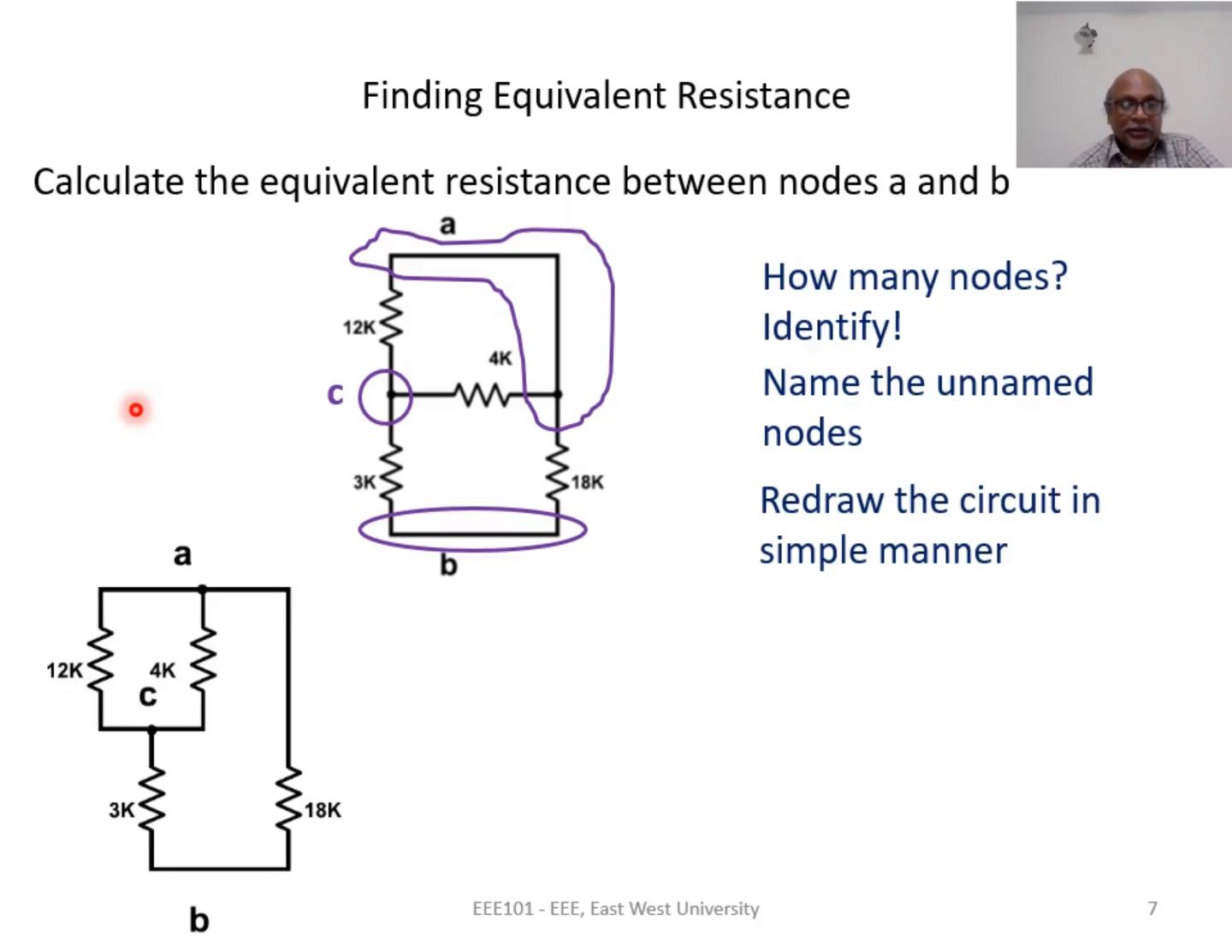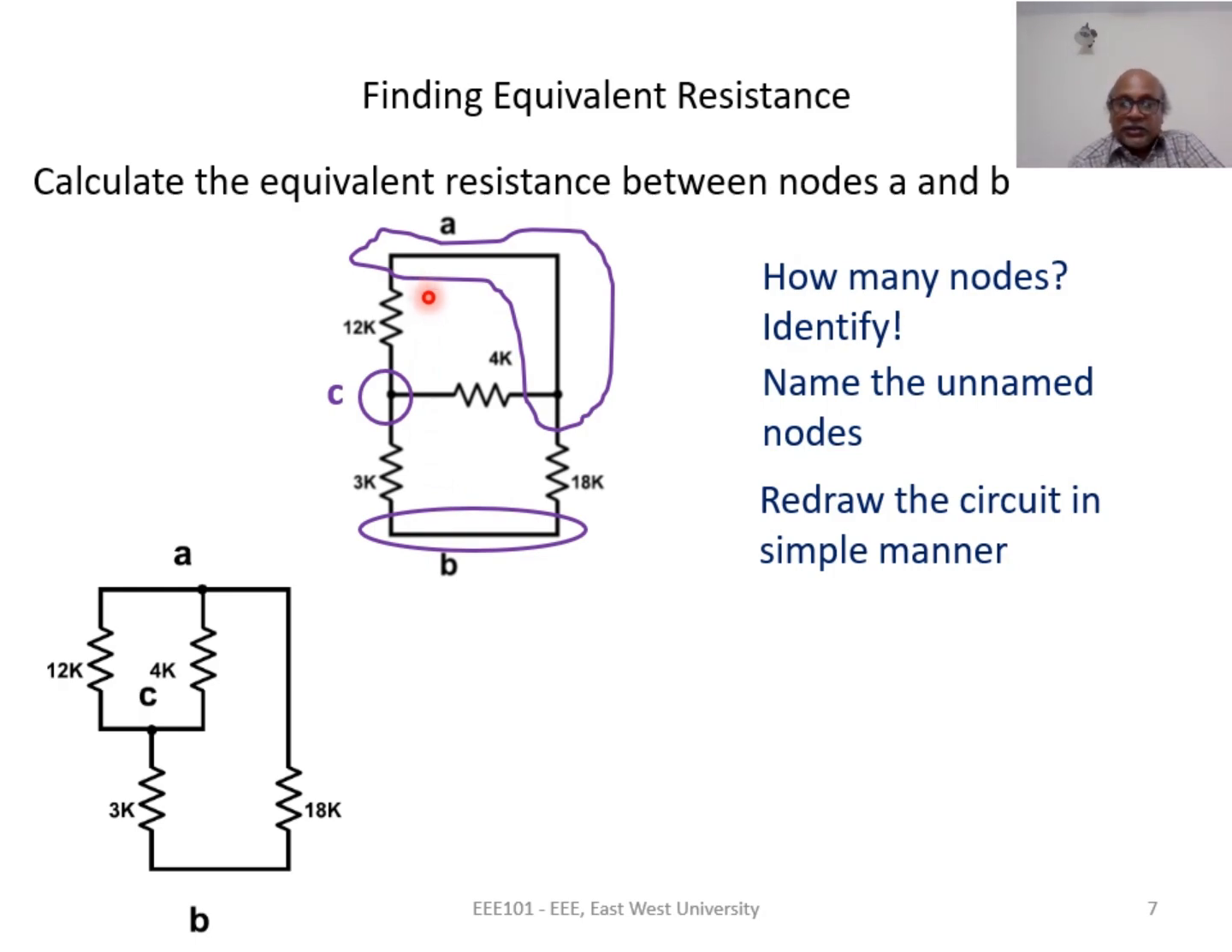So once we do that, this is how the redrawn circuit looks like. A is shown as a straight line on the top instead of this L shape. C is shown in the middle on the left side as in this figure, and B is a straight line on the bottom. Now let's look at this 12K.